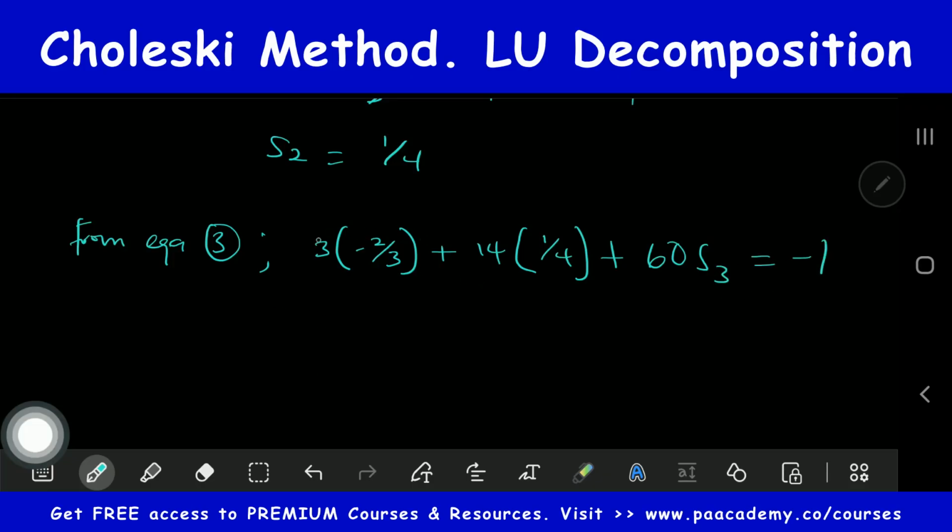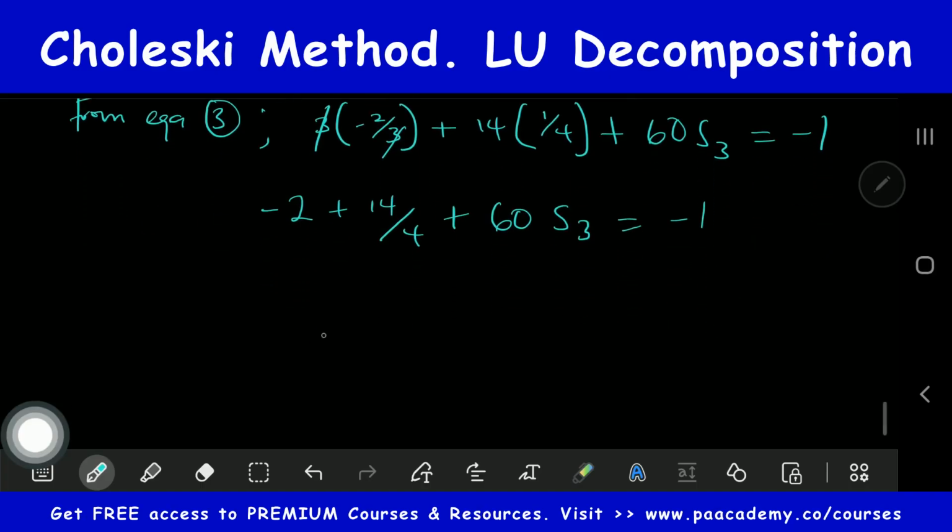So if you do this correctly, this can cancel this. Okay, we are going to be having minus 2 plus 14 over 4, that's this right here, then plus 60 s3 equals minus 1. So with this now, we are going to be having 60 s3 equals minus 1 plus 2.